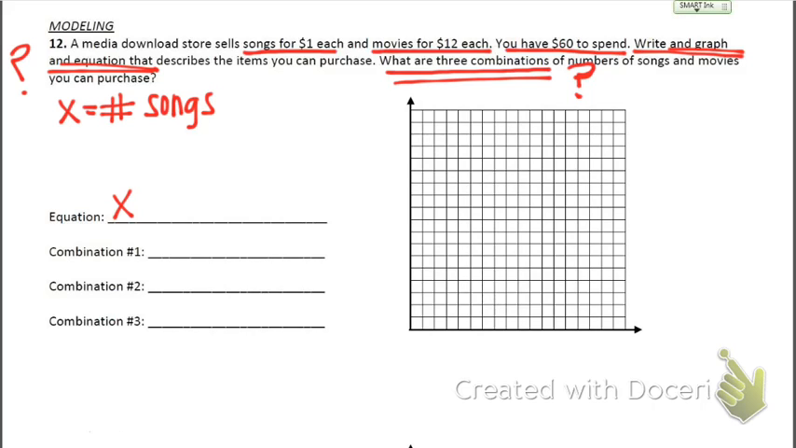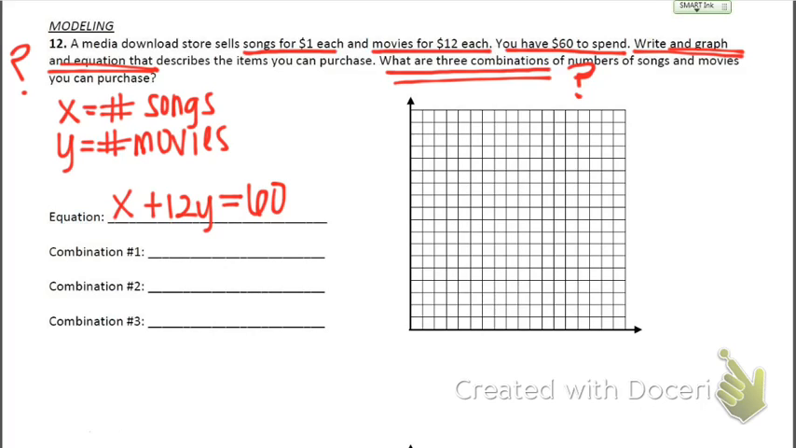So if Y is the number of movies, what would I multiply Y by to get the total cost of movies? By 12. So X plus 12Y. And I want that to equal how much? 60, because I have $60 to spend. So this is in standard form, right? So we can figure out the x and the y intercepts from this using your t-table.